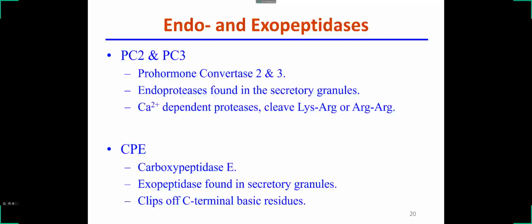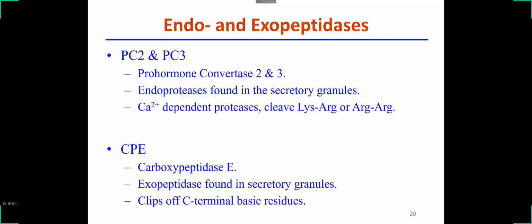Carboxypeptidase E is the exopeptidase found in the secretory granules, and it also is part of clipping off these C-terminal basic residues. So that's the final trimming event, if you will. So you get cleavage and you get trimming.